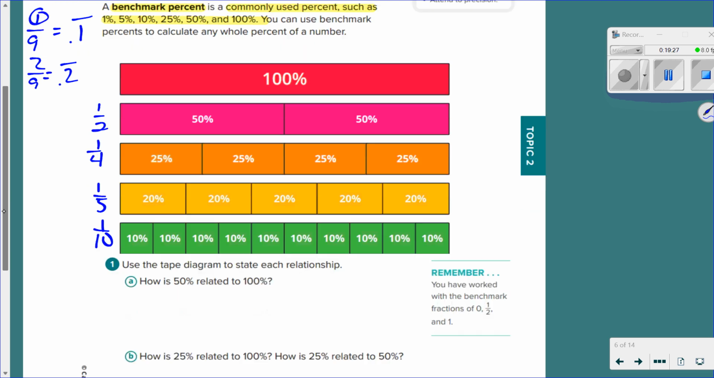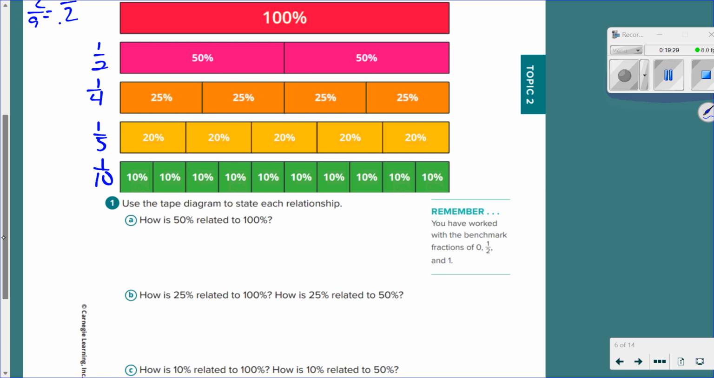Okay? So here's our deal. We're going to look at these benchmarks, and we're going to do relations to each other to make the numbers roll easier. Because when you understand the relationships, then the math itself becomes very easy. So how is 50% related to 100%? What do you think? Good. It's 1/2 of 100. Or another way I like to think of it is, if I take two 50s, that's 100%, right?